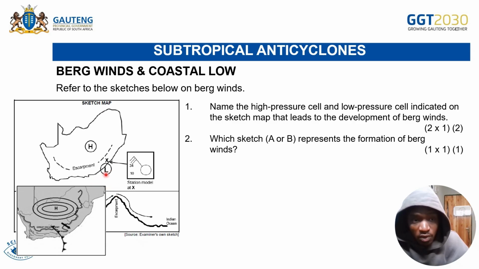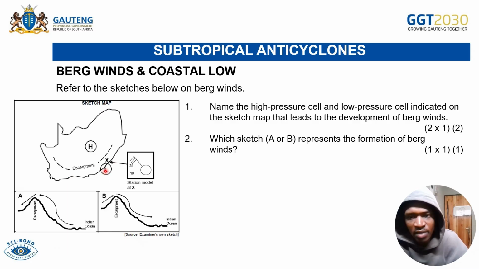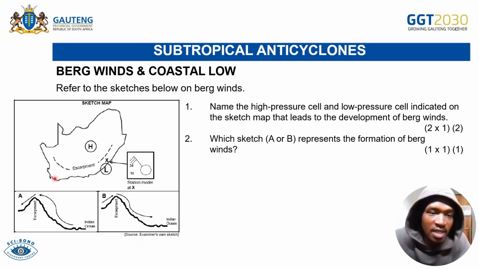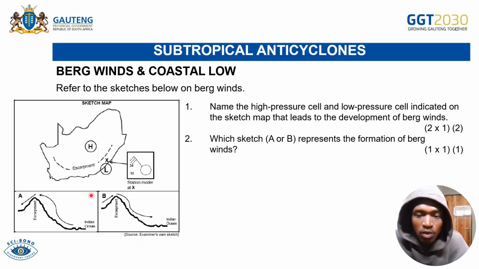And they will ask you for two requirements according to the sketch. If they say according to the sketch, and you're only seeing a Kalahari High and a mid-latitude cyclone, you must say Kalahari High and mid-latitude cyclone. Only in that case where there's a mid-latitude cyclone and there is no coastal low. Because a mid-latitude cyclone also creates the conditions necessary for Berg winds to occur, as it approaches, because we know once it approaches, it changes the weather.